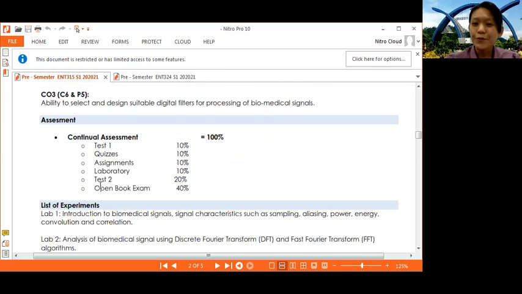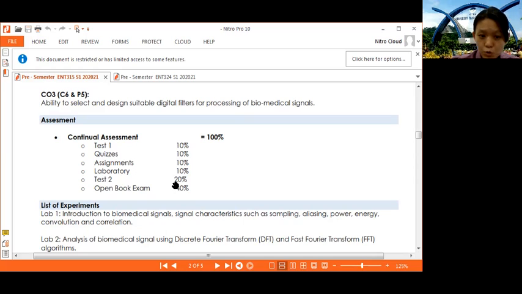Due to COVID-19 increasing, we have to carry out this subject with fully continuous assessment, 100%. We will have test 1, 10%. We will have 2 quizzes, 10%. We will have 3 assignments, 10%. We will have 3 labs, 10%.